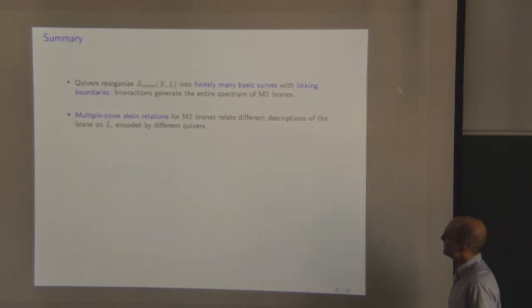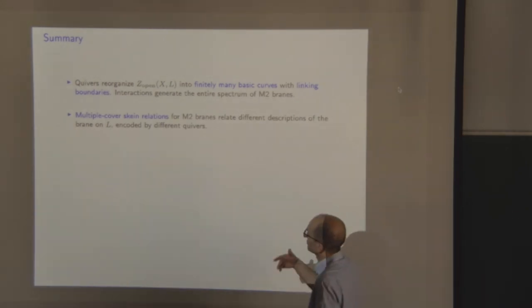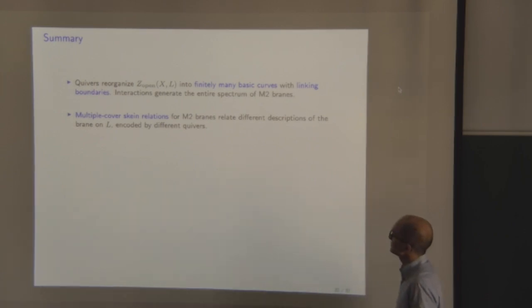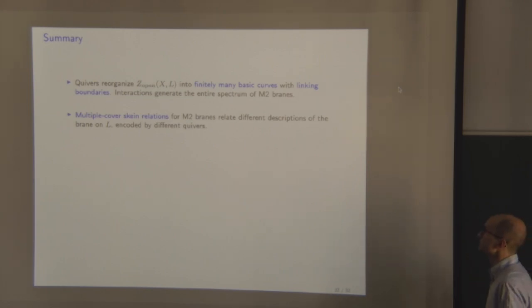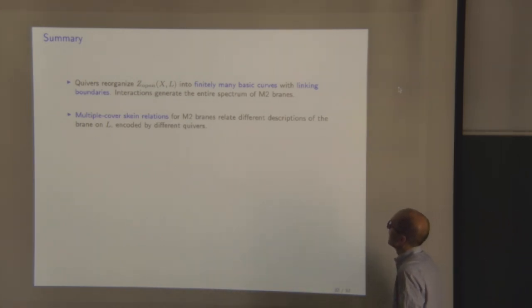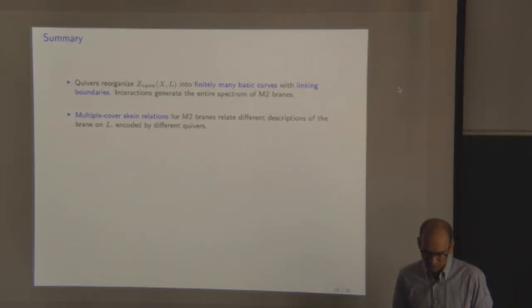There is a phenomenon called the multiple cover skein relations for M2 branes. It's a kind of pentagon identity, as we've seen, that relates different descriptions of the brane corresponding to quivers with different number of nodes.